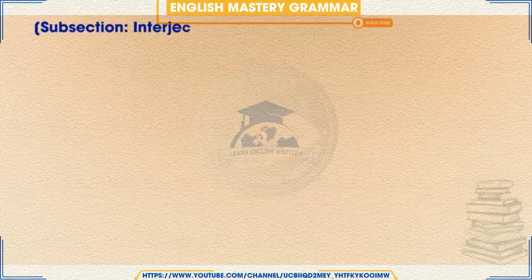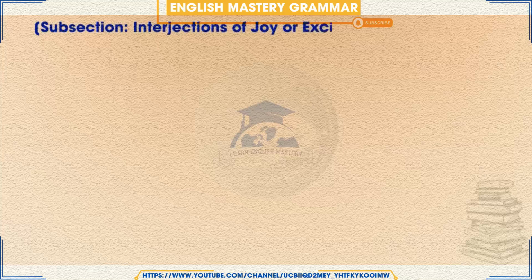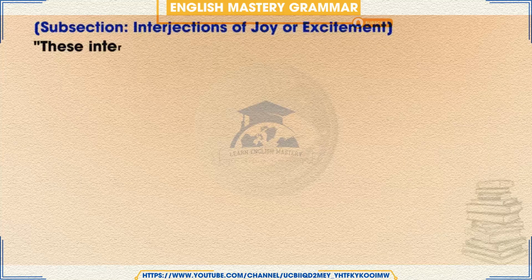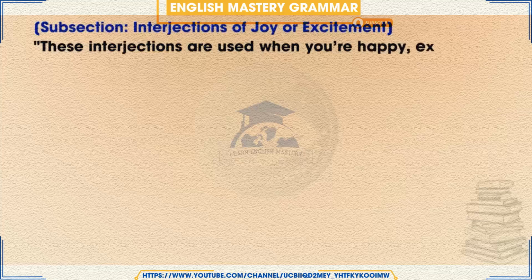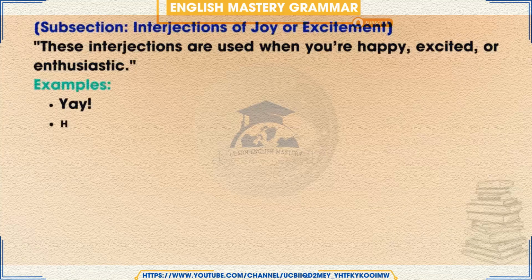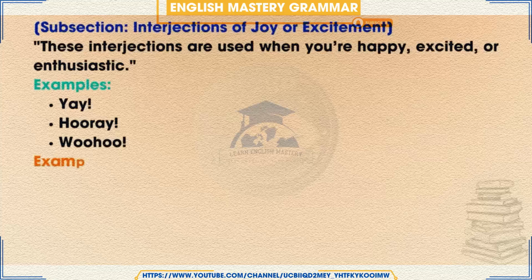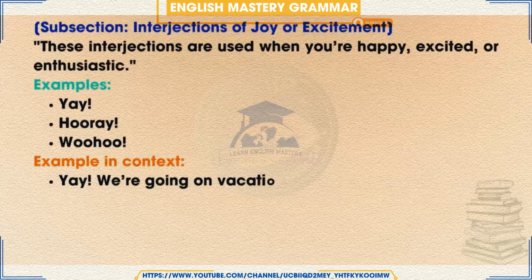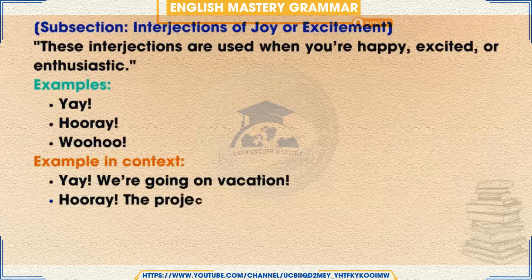Subsection: Interjections of joy or excitement. These interjections are used when you're happy, excited, or enthusiastic. Examples: Yay, hooray, woohoo. Example in context: Yay, we're going on vacation. Hooray, the project is finally done.